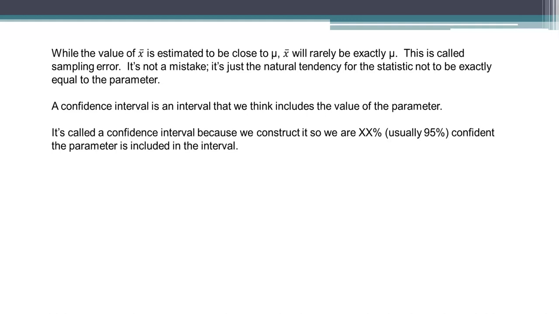So we're going to calculate a confidence interval so that we have a pretty good idea of a range of values that are likely to include the parameter. Okay? And we construct this confidence interval, and this is why it's called a confidence interval, so that we are usually 95%, but sometimes 90% or sometimes 99% confident that the parameter is included in this interval that we construct.